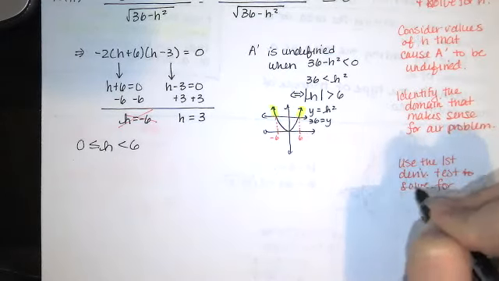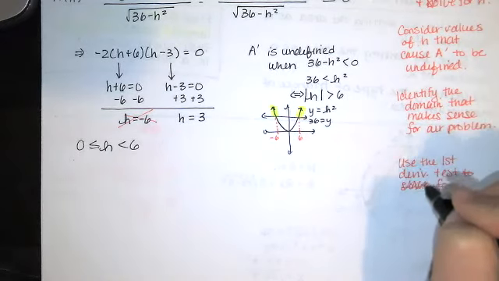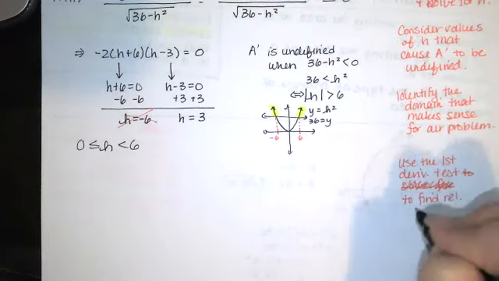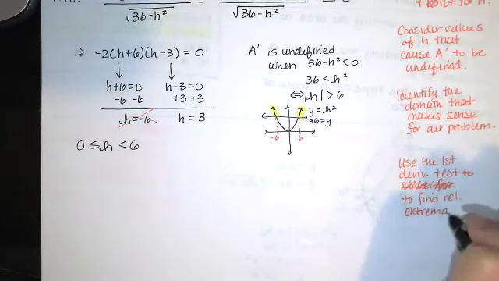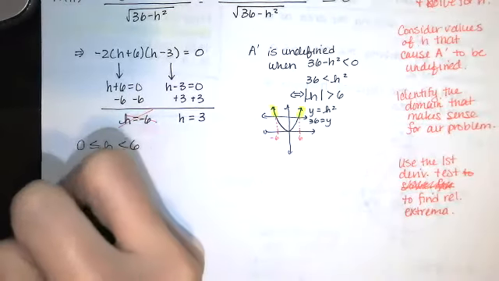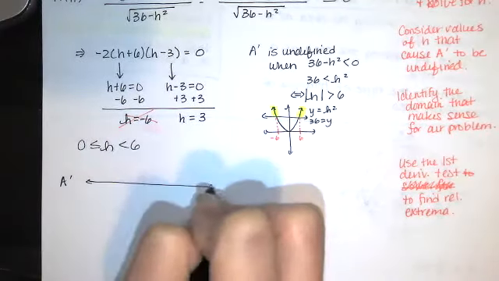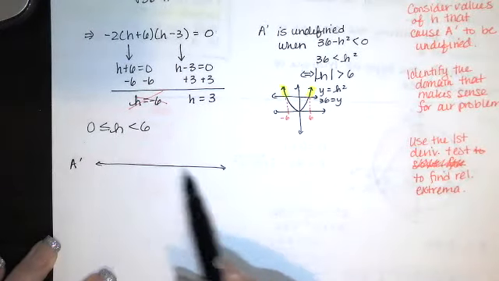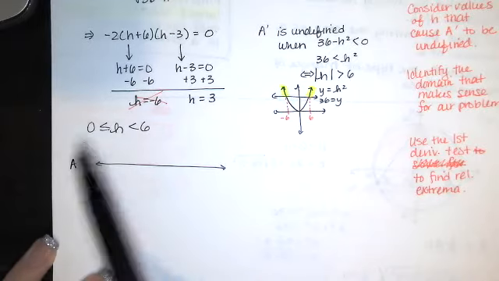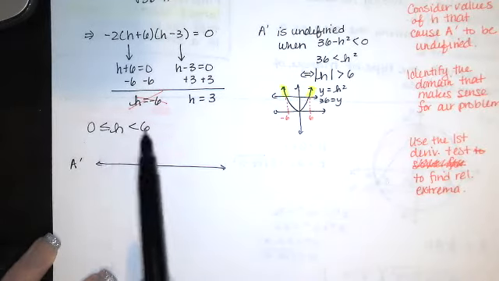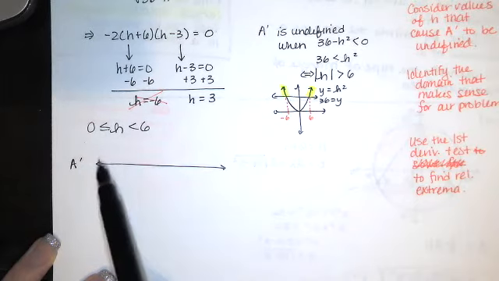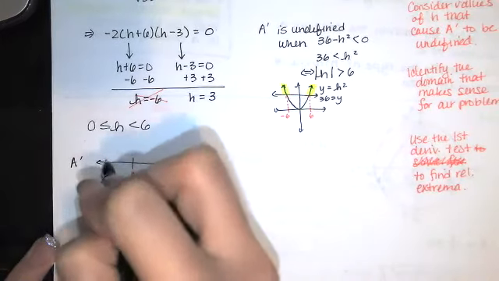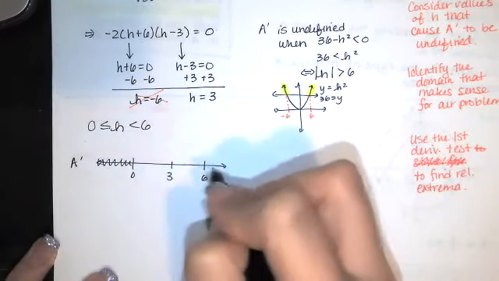It's not to solve for h. We're using the first derivative test to find relative extrema. Okay. So a prime looks like this, or we could make a number line for a prime like this. Normally I would go from negative infinity to infinity if that was the domain of my function. But the implied domain, the realistic domain for this word problem is 0 to 6. So we'll start at 0. We'll go to 6. And we had a critical value at h equals 3.